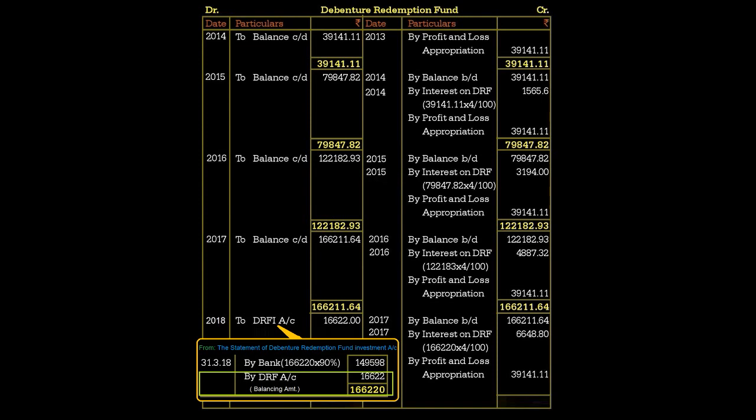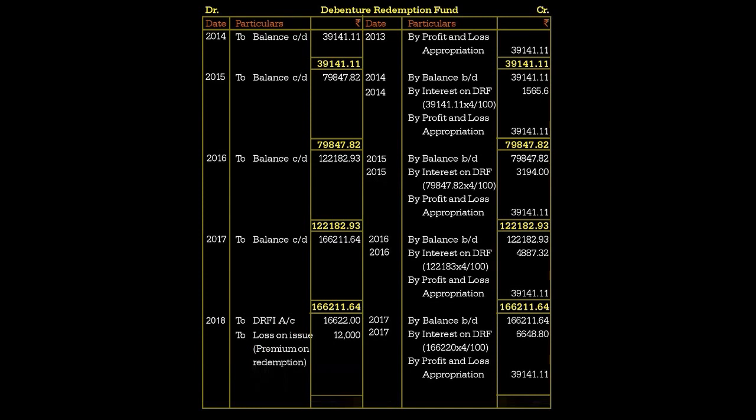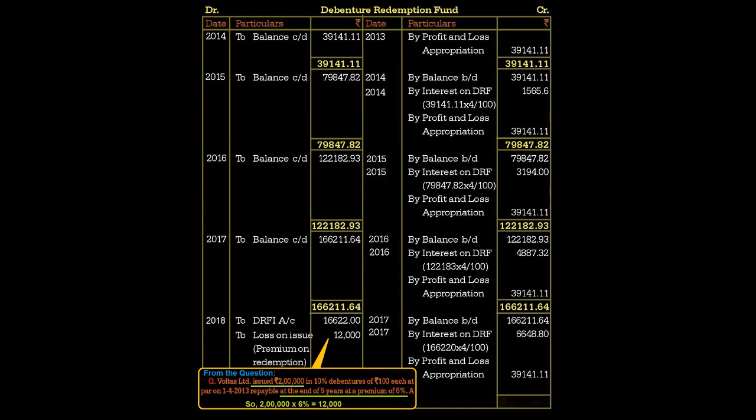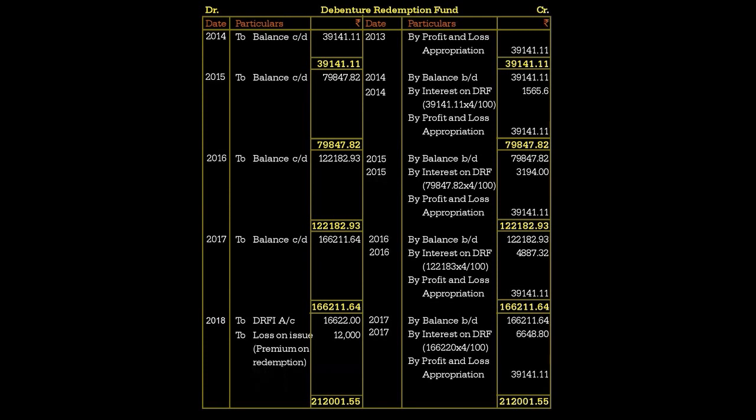That will be written. After that, loss on issue. Loss on issue means whatever debenture we are going to redeem, that is at premium. Whatever premium we are giving is a loss to the company. So that loss we have to write. To loss on issue, that is the premium on redemption which we are paying, that is 12,000. In the beginning we have calculated, that is 6% on 2 lakh, that is 12,000. So the remaining amount is transferred to general reserve, that is to general reserve account 1,83,379.55. That is the balancing figure of fund account. So total of the fund account is 2,12,001.55.